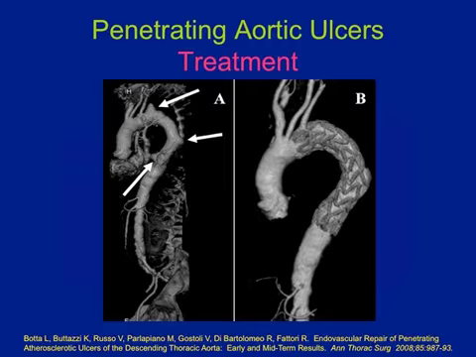This slide shows a patient treated with the previous algorithm. Panel A is a contrast-enhanced CT scan reconstruction illustrating the presence of 3 simultaneous penetrating aortic ulcers affecting the descending thoracic aorta, as highlighted by the 3 solid arrows. This patient underwent endovascular stent graft repair, with panel B showing a contrast-enhanced CT scan 3 months after the procedure. Note complete resolution of the 3 ulcers that were identified on panel A.